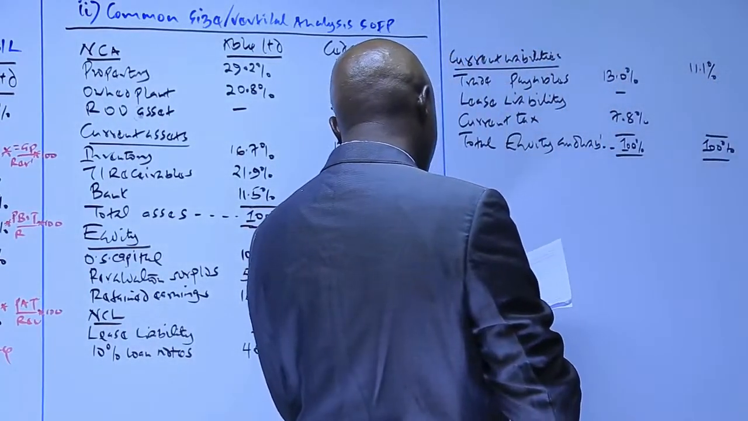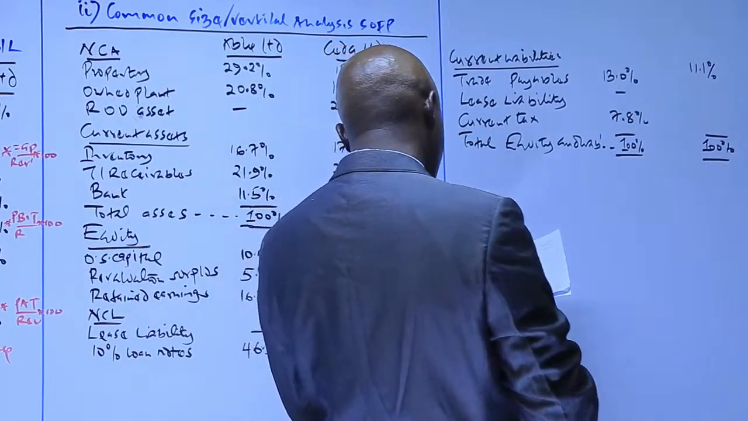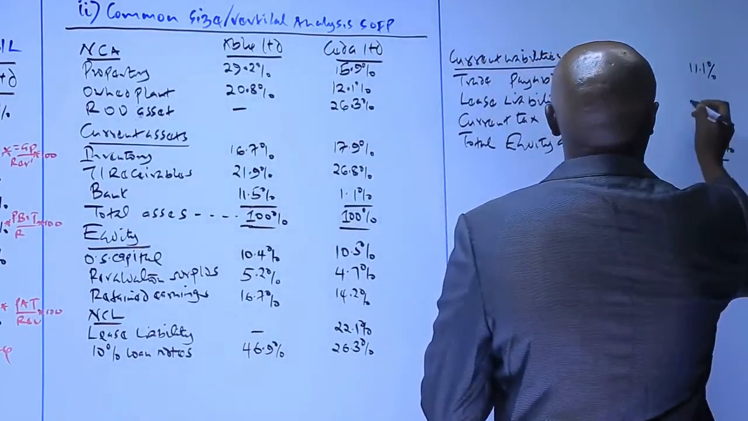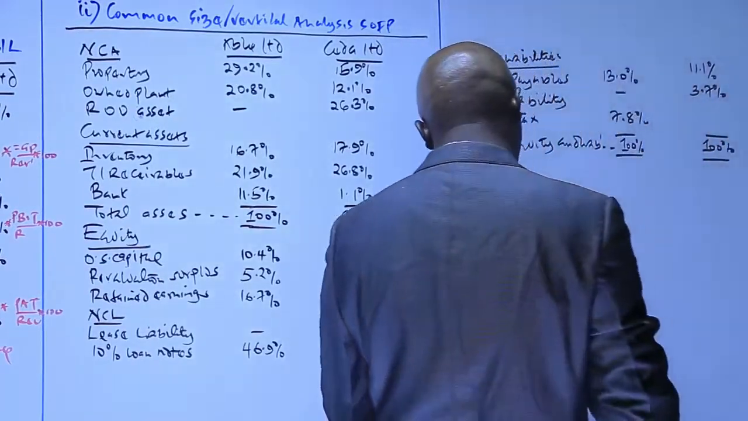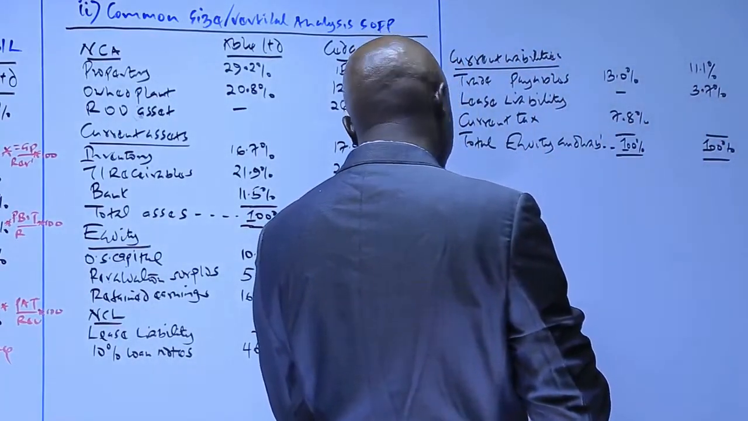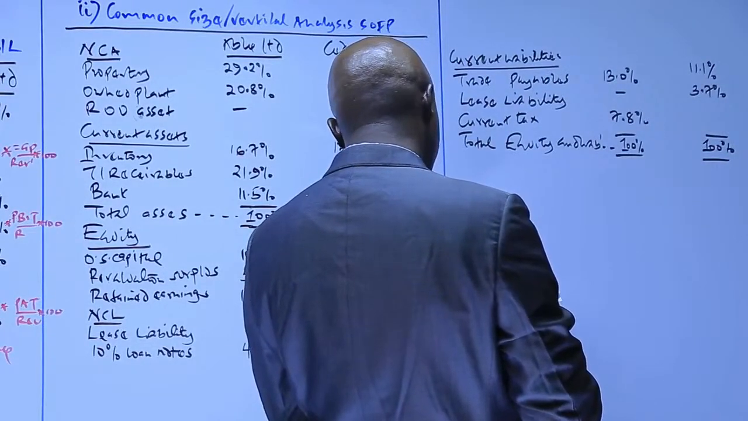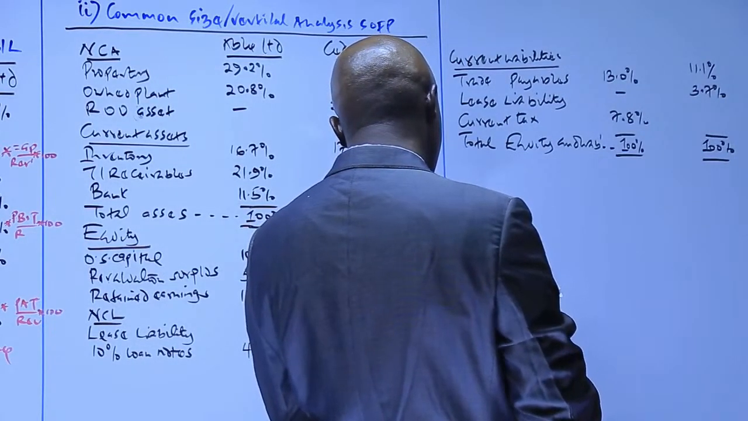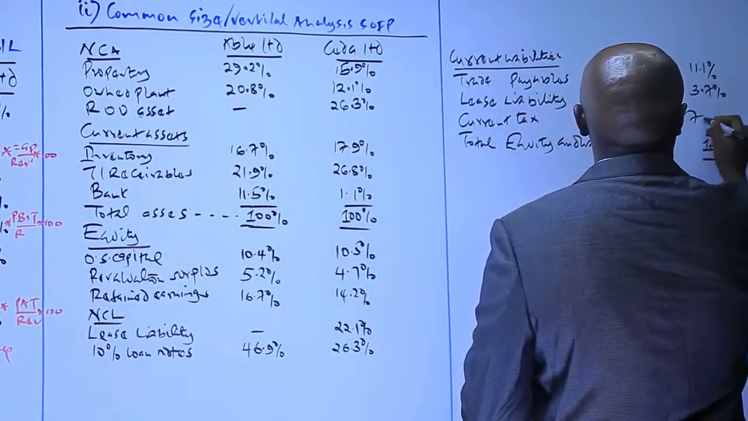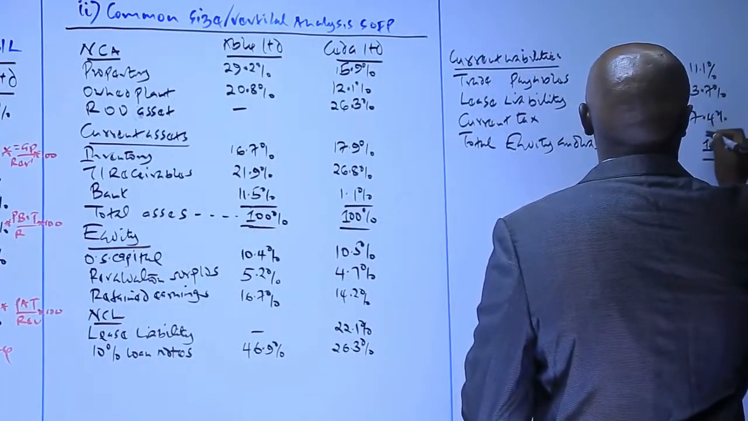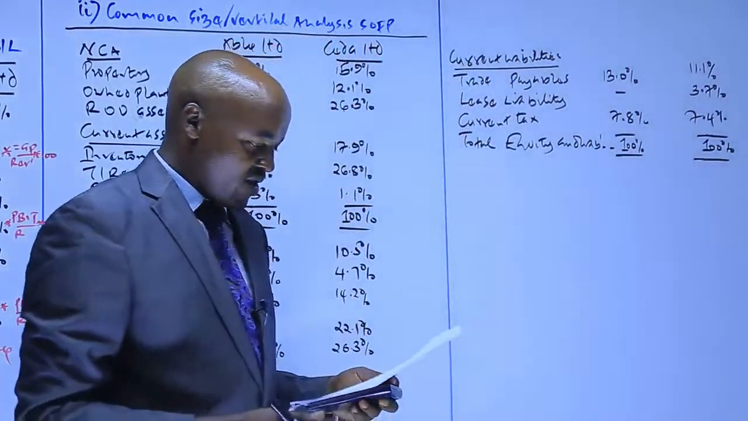We have 2450 divided by 66,500, which will give us 3.7%. And then finally we have tax, 49 divided by 66,500, which will give us 7.4%. So basically that is it, that is what was required there.